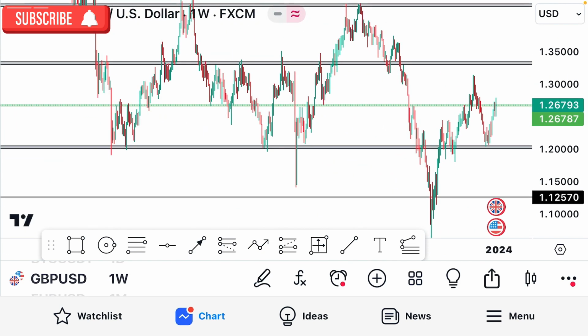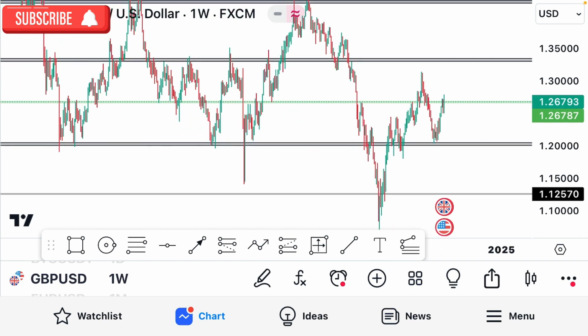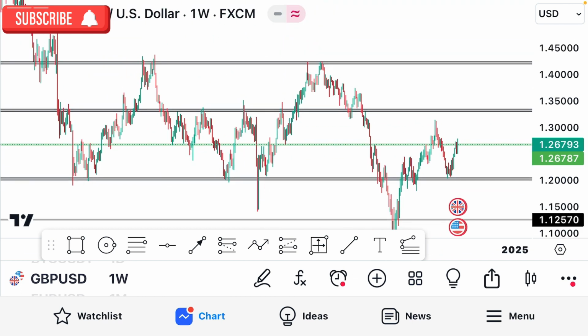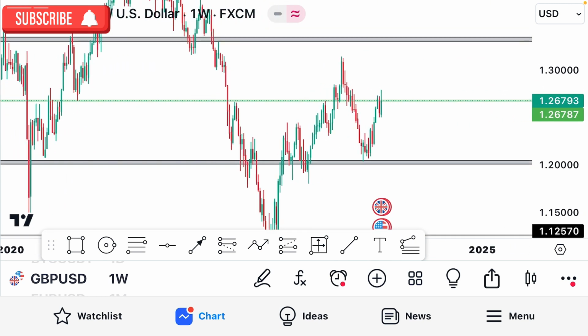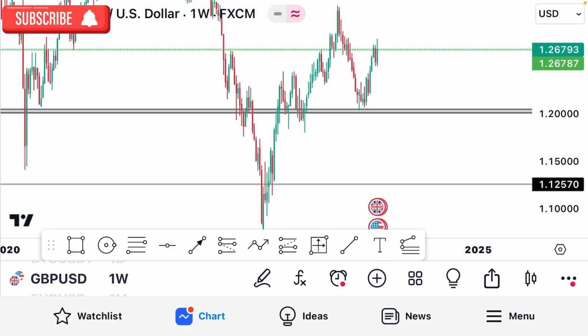Alright, guys, so this is the weekly time frame for GBPUSD. As you can see on my screen, my key levels are properly plotted. My major areas of concern are properly plotted, so I don't have to redo that.